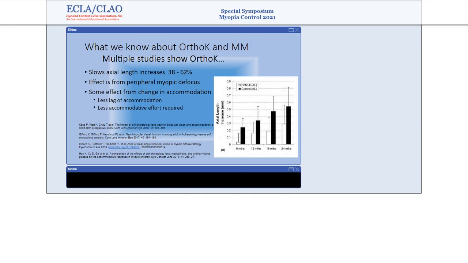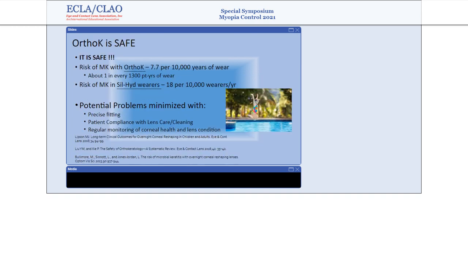But in summary, what we know about OrthoK and myopia management is that there is somewhere around 38 to 62% slowing of axial elongation, that this effect generally is thought to come from that peripheral myopic defocus, and that there may be some interaction from change in accommodative effort required.